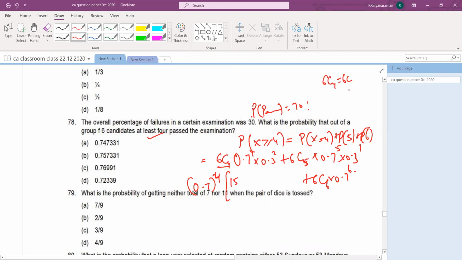6C4 is equal to 6C2. So 6 into 5 by 1 into 2. So 15. So 15 into 0.09 plus 6C5 is 6. So 6 into 0.7 into 0.3 plus this is 1. It is 0.7 whole square. So 0.7 square, 0.49. So this you can calculate.